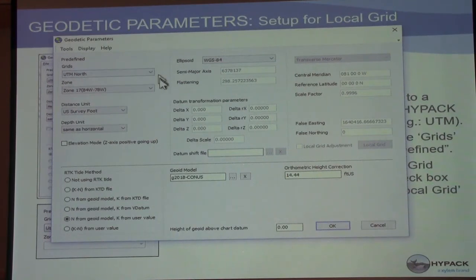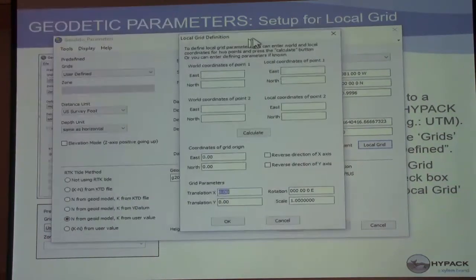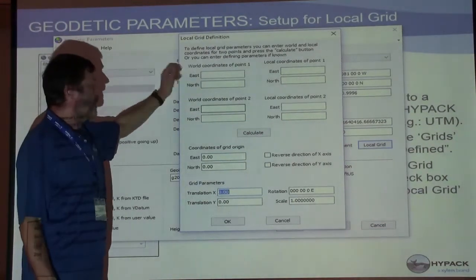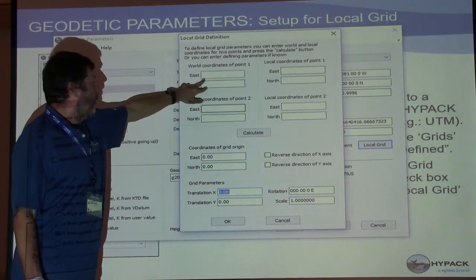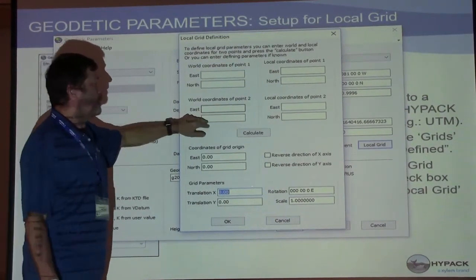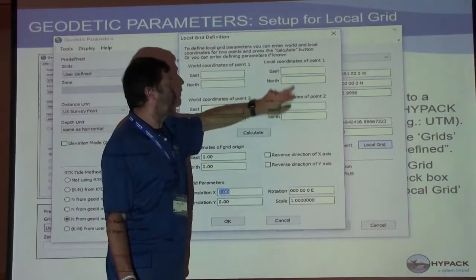To get the local grid adjustment working, I go to the drop-down menu for the predefined grids and choose user defined. Now you'll see it opens up a checkbox for the local grid adjustment. Check that box, click on local grid, and then enter the parameters we had before. We have the world coordinates, UTM or your NAD 83 or whatever, the easting and northing for point 1 and point 2, and then we have our company or local coordinates for point 1 and point 2.